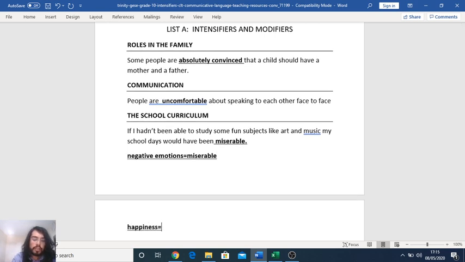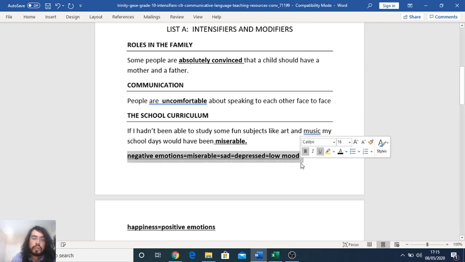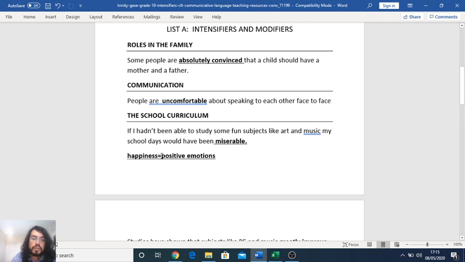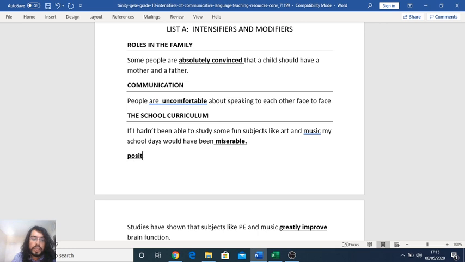Happiness is associated with positive emotions, okay? Miserable, you could say sad, depressed, okay? So when you think of the word miserable, think of sad, depressed, low mood, okay? And remember, guys, happiness, so positive emotions is a broad category. When I say a broad category, I mean that this here does not mean just one word. Positive emotions can mean happy. You can associate positive emotions with other things aside from just happiness.